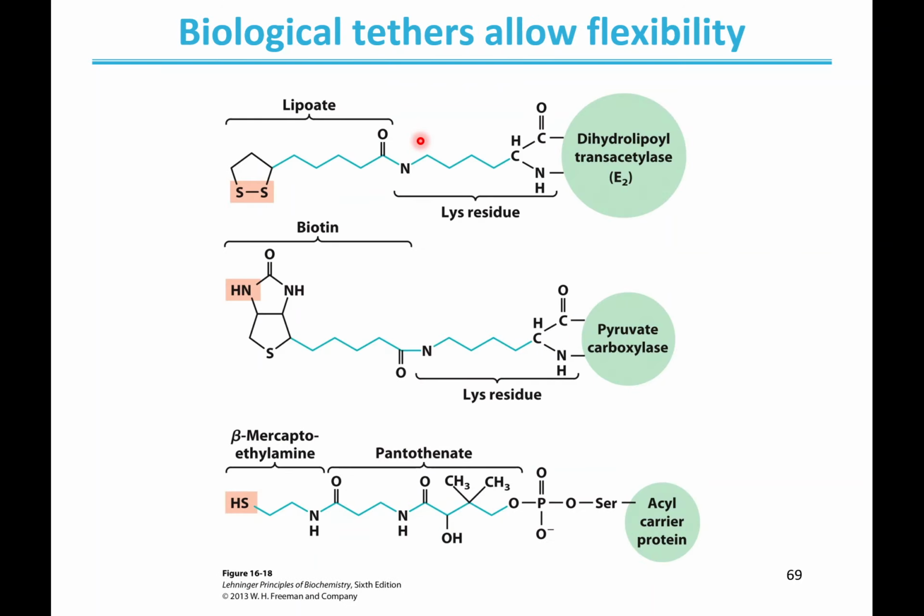So these are just some examples of tethers that we've seen that are used to transfer small carbon units, right? Lipoic acid, biotin, and coenzyme A, this sulfhydryl group on coenzyme A.